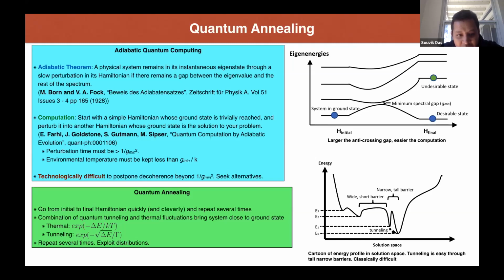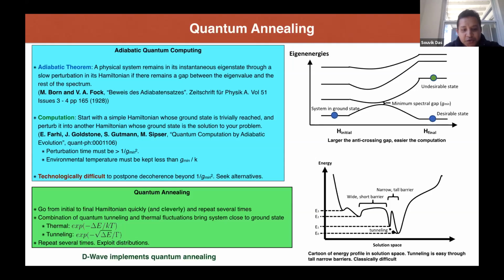Thermally, you would only get there with probability e to the power of minus delta E by kT, where delta E is the barrier height. Whereas quantum tunneling can slide you into the ground state at a rate depending on the square root of the height of the potential. That is the advantage you're looking for. You repeat several times and exploit the distribution. So that's the cartoon over there.